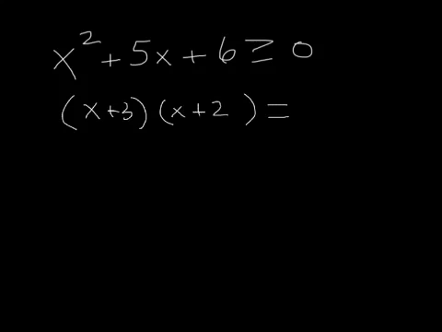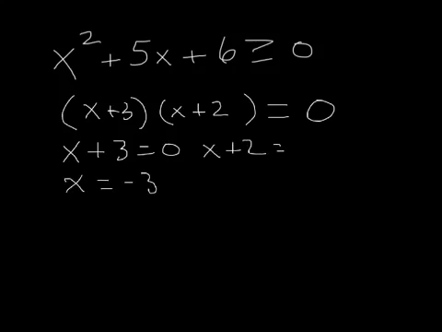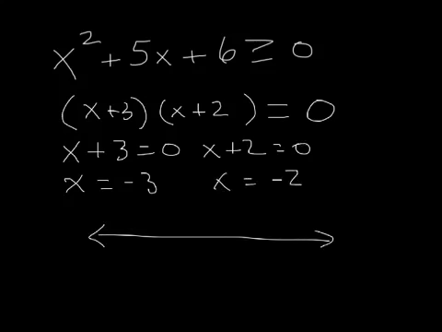Now, for finding the critical points, these are boundaries where the shading is going to start and stop. So we're going to use an equals sign because we don't care about the shading yet. We're just finding the critical points. So we see that the critical points are -3 and -2.